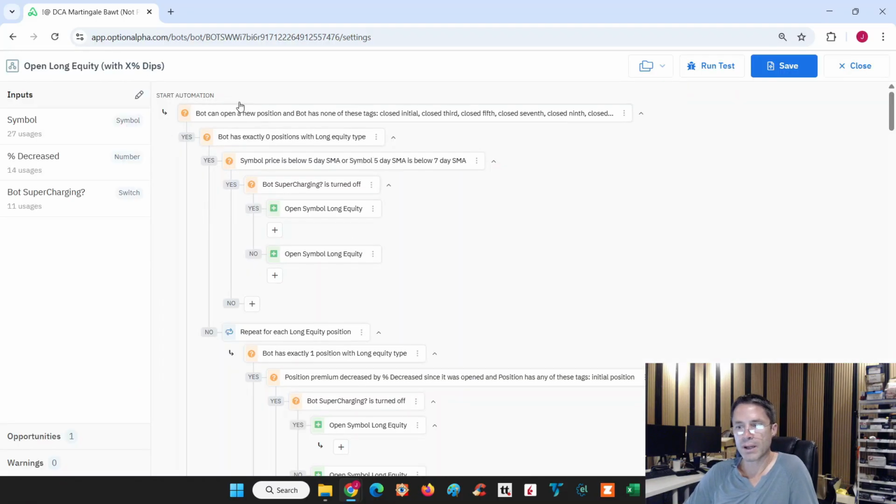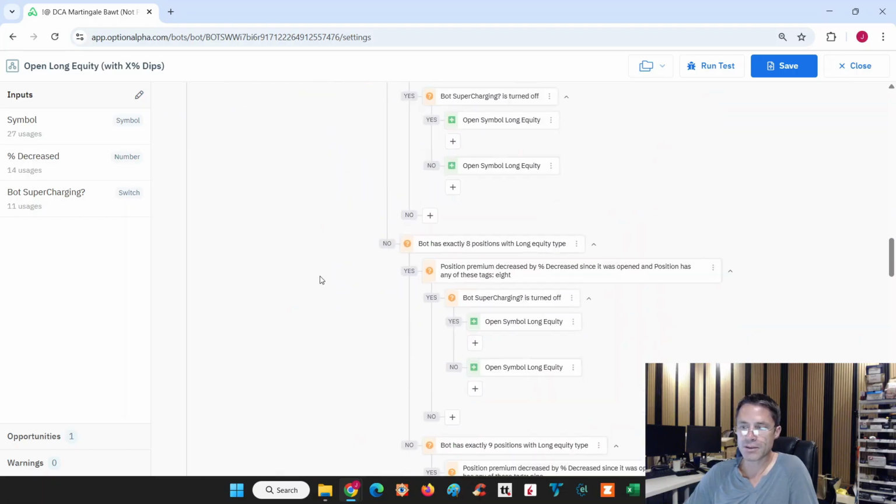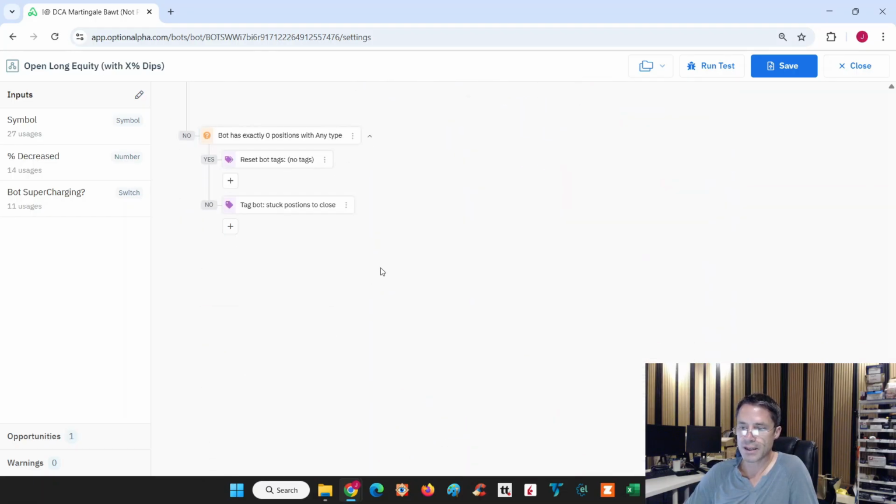Yeah, here you go. One of these. Bot can open a new position, and bot has none of these tags. Close initial, close third. So anyway, you get all these decision trees, and this is what is trading. It then executes the trades through your platform. See, and this one's quite complex.